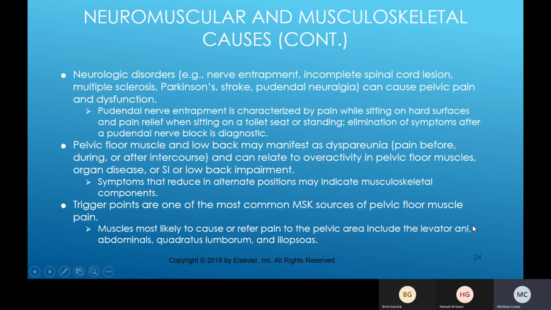I also can have neurologic disorders. Okay, so the one big one here, you guys remember the pudendal nerve? You guys remember that? Yeah. Pudendal nerve is going to supply the vast majority of innervation to the perineum.